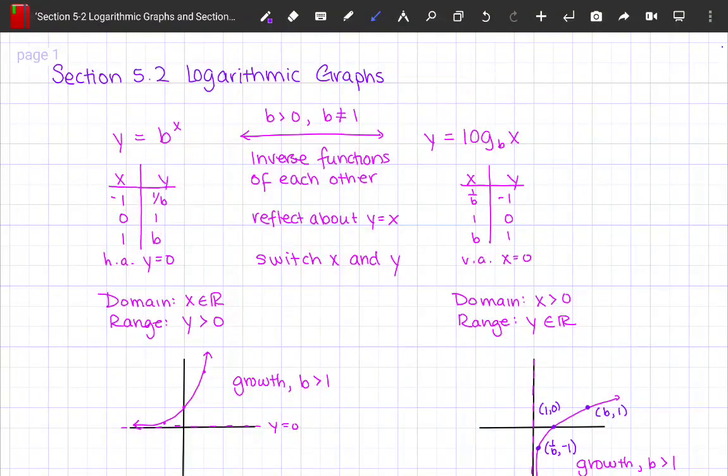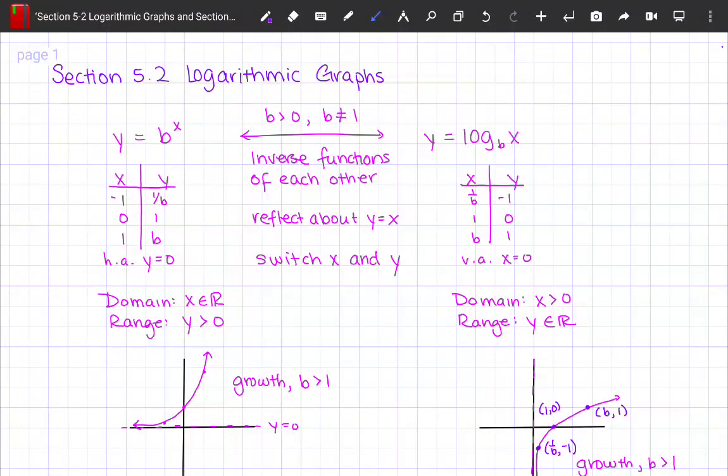But we had this table that we started with exponentials. X was negative 1, 0, 1. Then y would be 1 over b, 1, b, and a horizontal asymptote at y equals 0. If you switch x and y, you get the basic table that we're going to start with for logs. So now y is negative 1, 0, 1, and x is 1 over b, 1, and b.